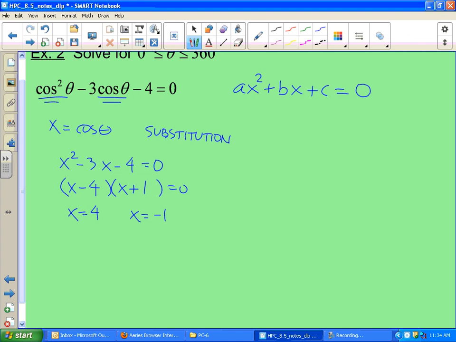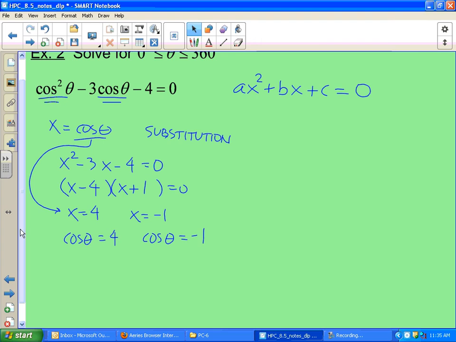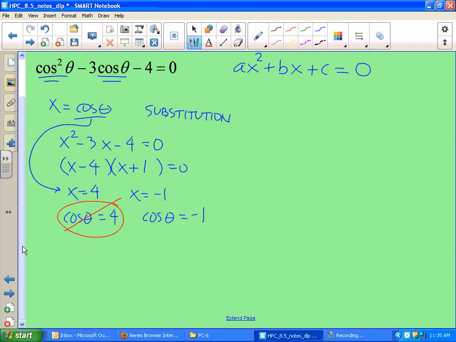Now we have to substitute cosine theta back in here. So cosine theta equals 4, cosine theta equals negative 1. Well, cosine theta equals 4 is not possible because it's outside of our range for a cosine value. But cosine of theta equals negative 1, we know that that happens at 180 degrees. And so that would have been our answer for this one.